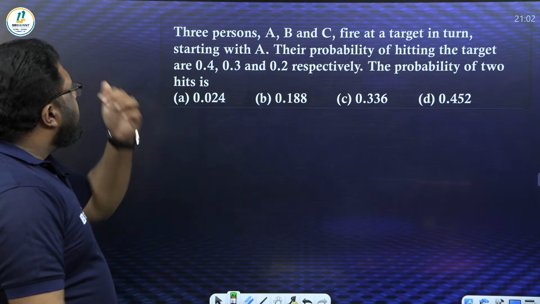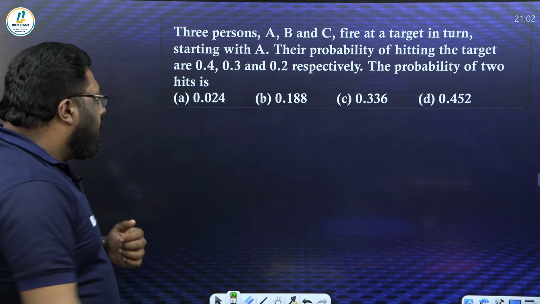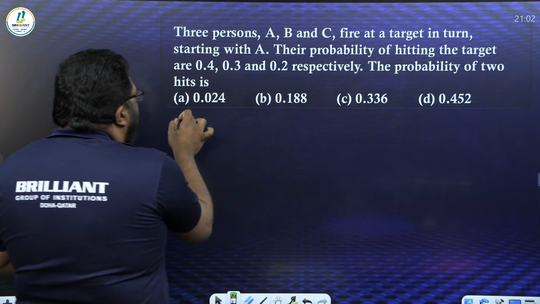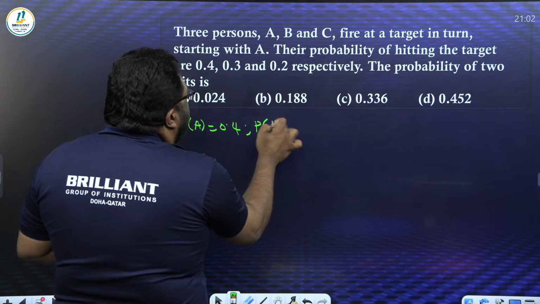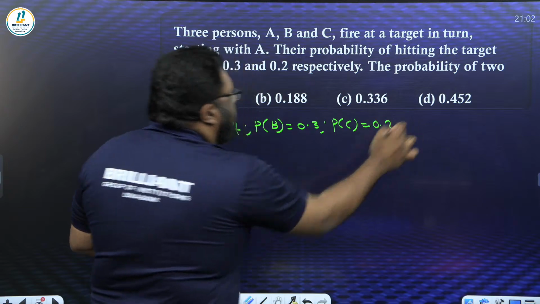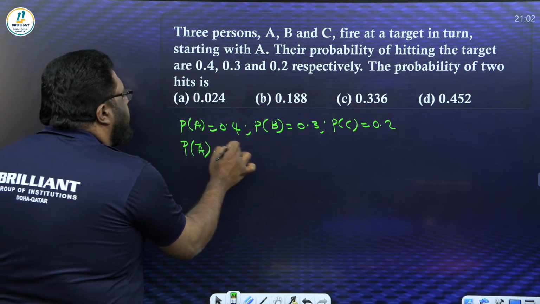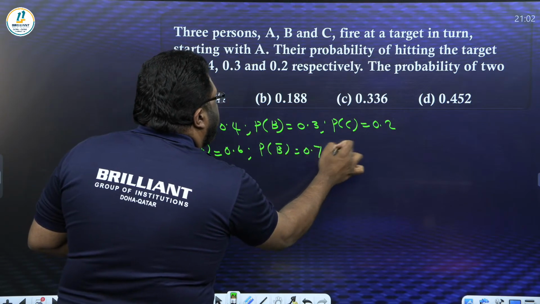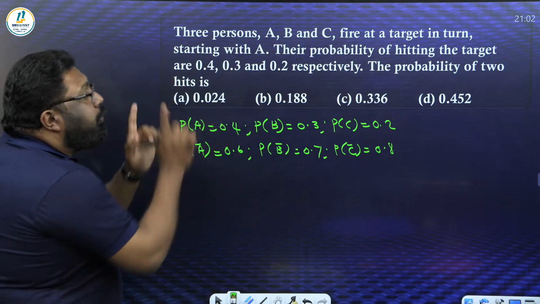Okay, 3 persons A, B and C fire at a target in turn, starting with A. The probabilities of hitting the target are given as 0.4, 0.3, 0.2. So probability of A is 0.4, probability of B is 0.3 and probability of C is 0.2. What's the probability of not hitting, my dears? For each of them, 0.6, 0.7 and 0.8.